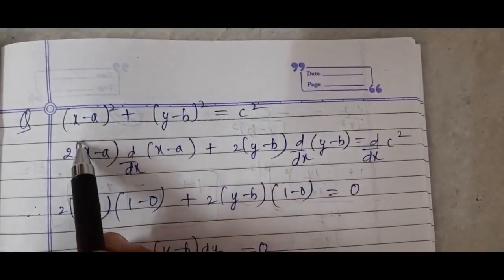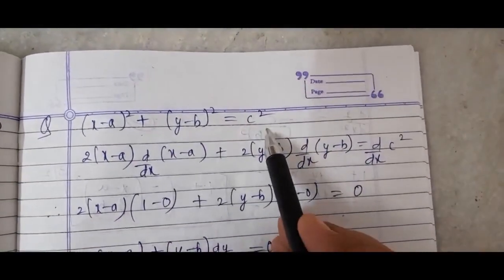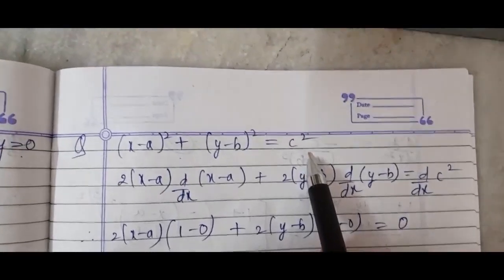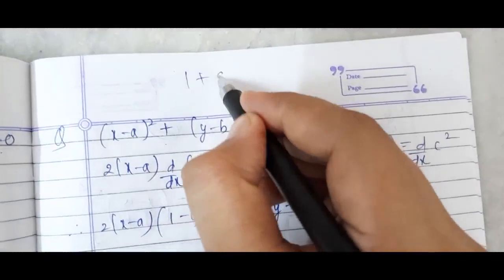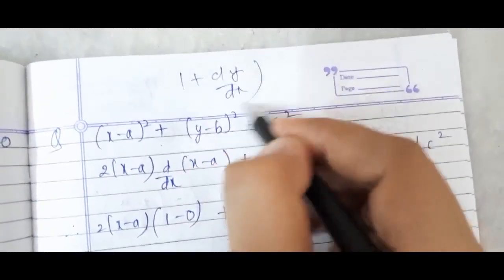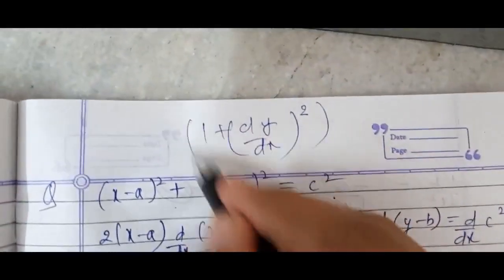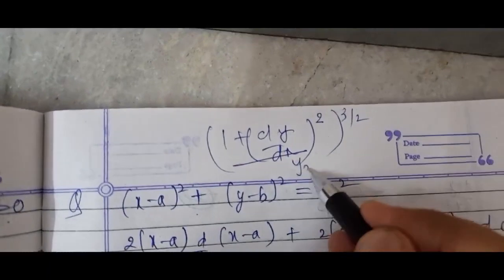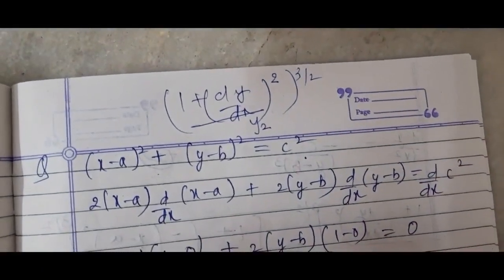Next question is, if x minus a the whole square plus y minus b the whole square equals c square, for some c greater than 0, then we have to prove that 1 plus dy by dx the whole square, raised to 3 by 2, whole upon y2, is a constant and it is independent of a and b.